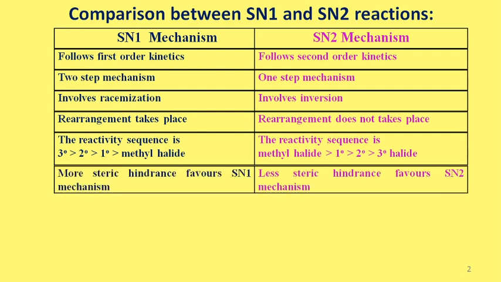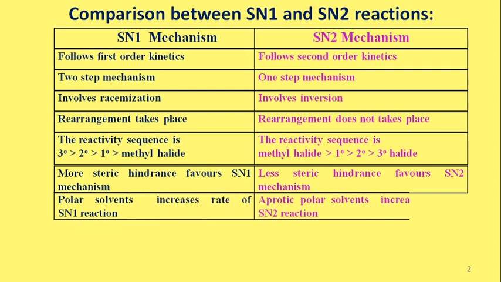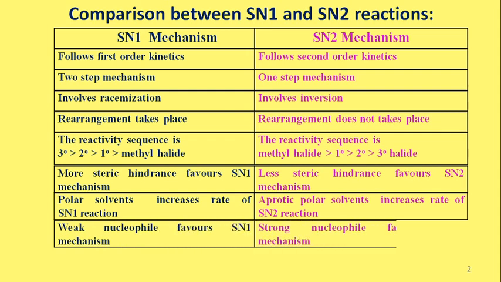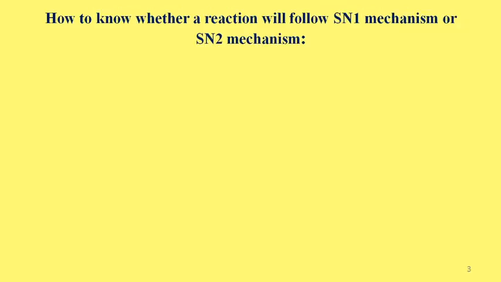More steric hindrance favors the SN1 mechanism, while less steric hindrance favors the SN2 mechanism. Polar protic solvents increase the rate of SN1 reaction, while polar aprotic solvents increase the rate of SN2 reaction. A weak nucleophile favors the SN1 mechanism, while a strong nucleophile favors the SN2 mechanism.